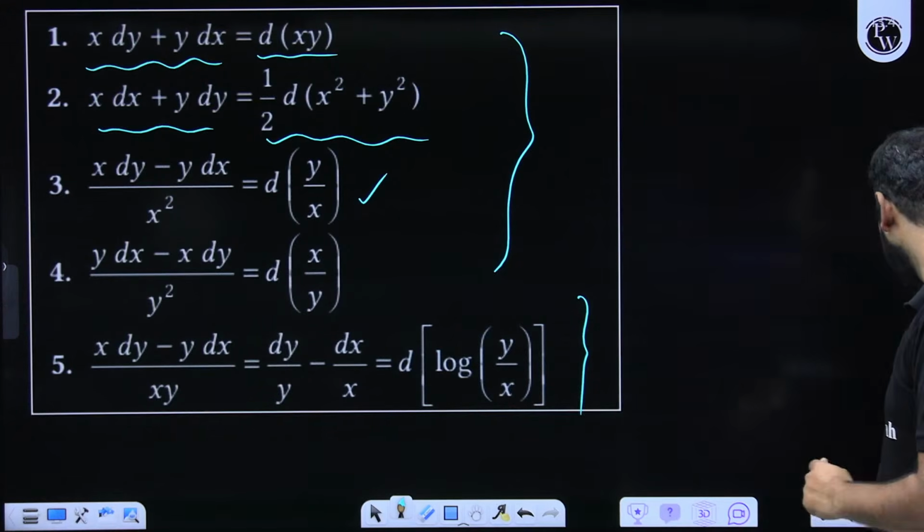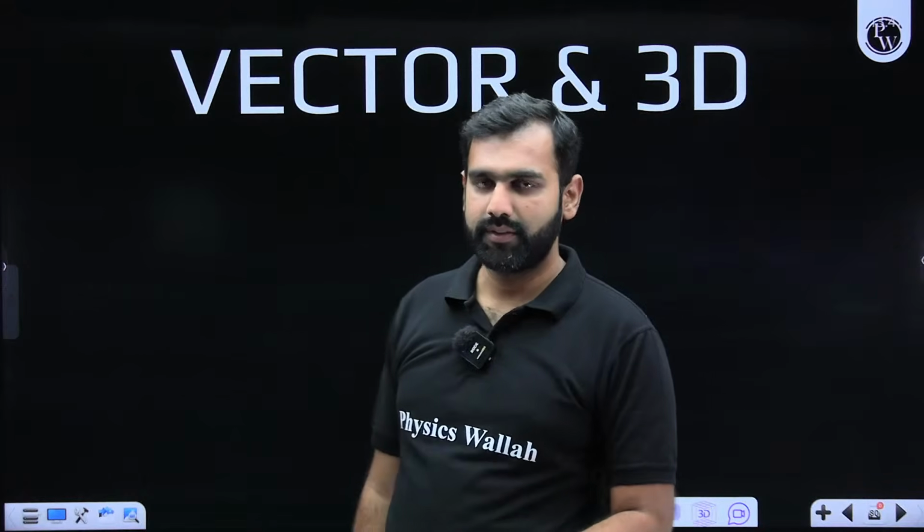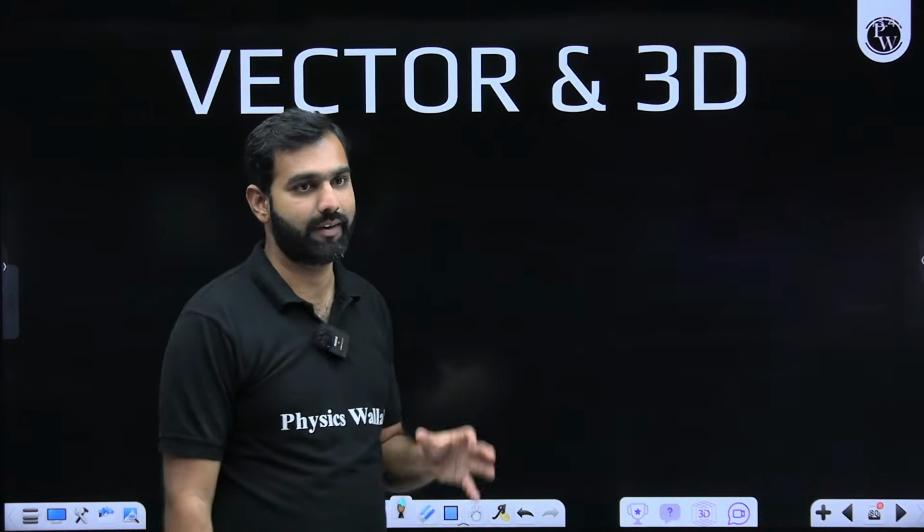The next one will be vectors in 3D. So far we are done with calculus. Now moving towards the next portion, vectors in 3D.